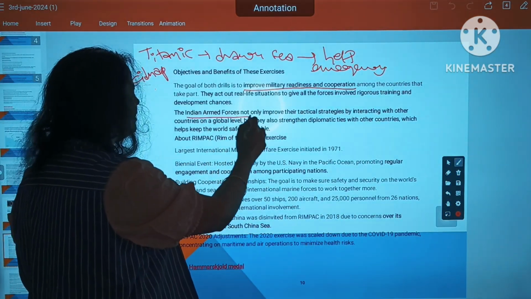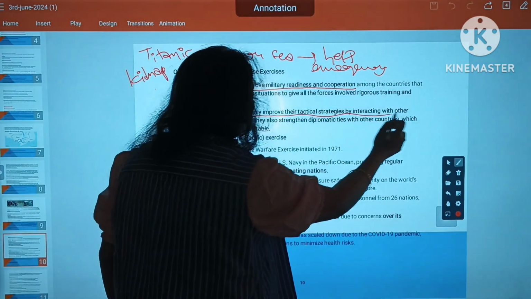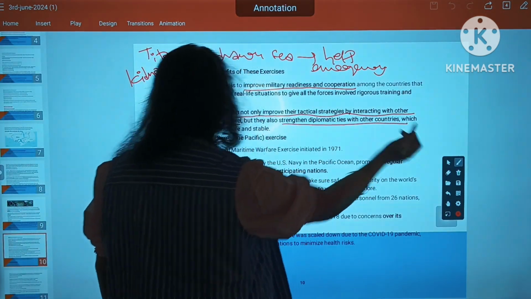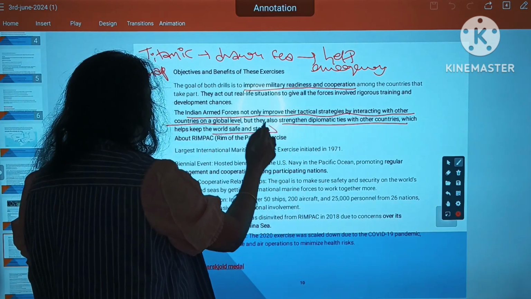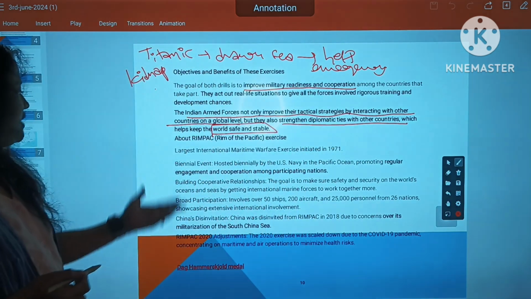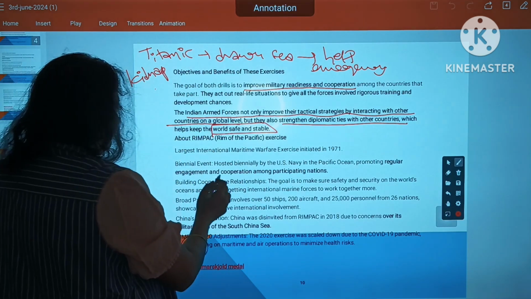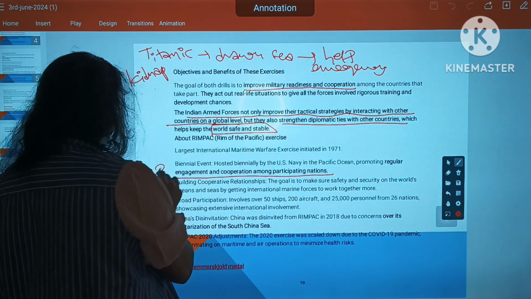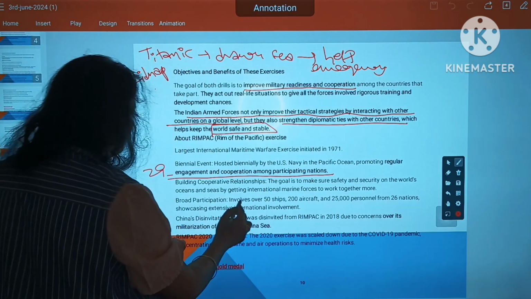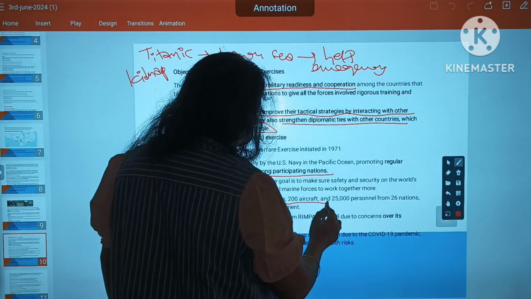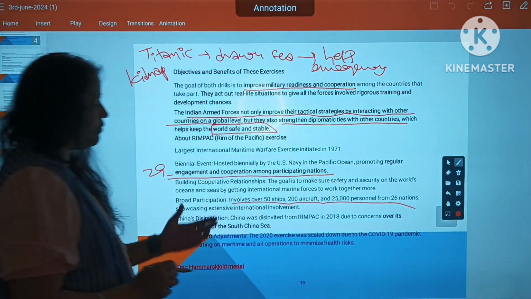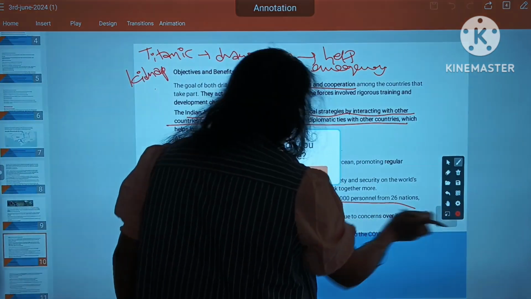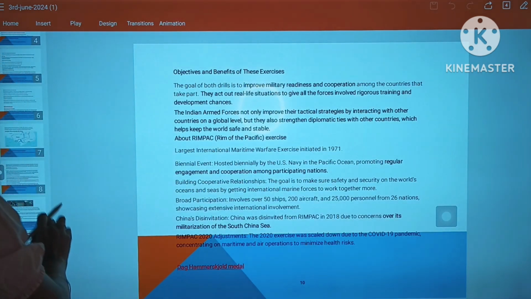Indian armed forces not only improve their tactical strategies by interacting with other countries at the global level, but they also strengthen diplomatic ties, which keeps the world safe and stable. Our ocean should be safe and stable. It is an engagement and cooperation between 29 member countries. Broad participation involves 50 ships, 200 aircraft and 25,000 personnel from 26 nations. There are also some stealth ships participating in this exercise.